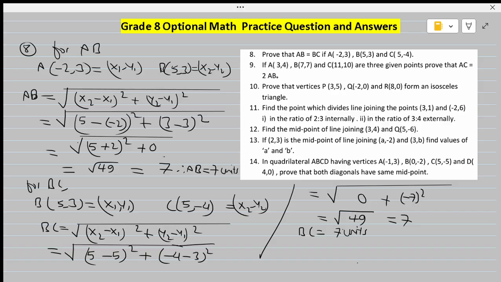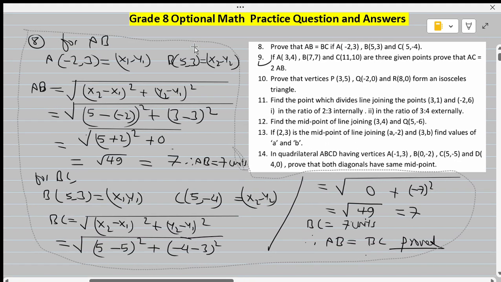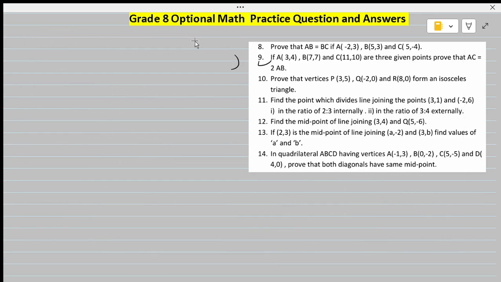So the length of both sides AB and BC we got the same, 7 units. Therefore they are equal. Therefore AB equal to BC is proved. So that's number 8 done. I go with number 9. I'll make this clear. Okay, now I'm going to number 9.